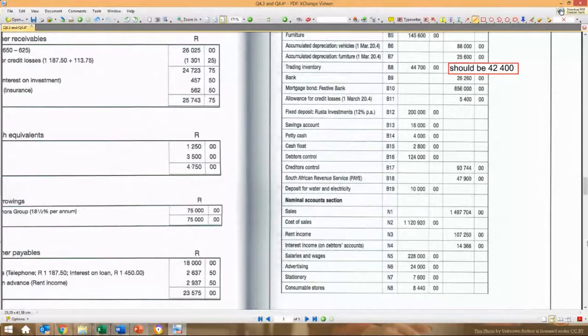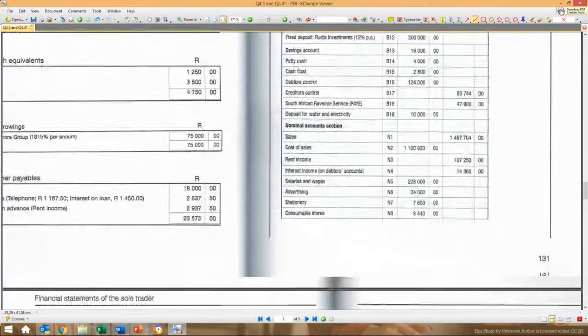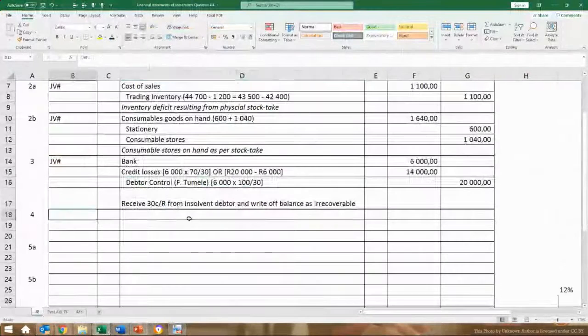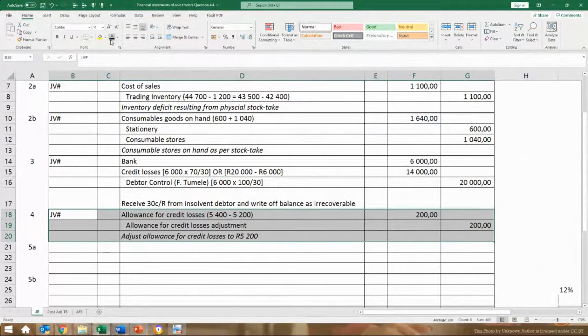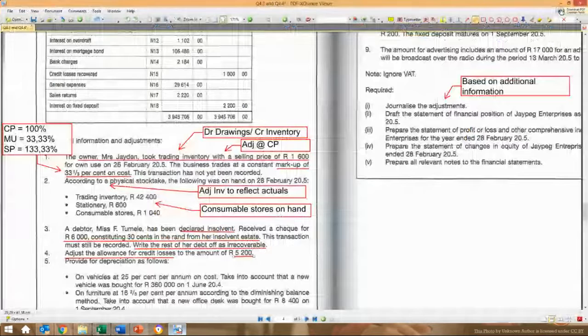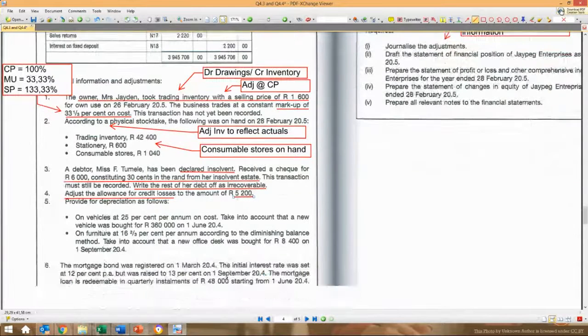So let's quickly see what is the allowance for credit losses currently. So the opening balance based on this is 5,400 here at the top, which this says on the 1st of March. It needs to be 5,200, which means it needs to decrease by 200 Rand. So I'm going to decrease the allowance for credit losses account with 200 Rand. So I'm going to debit it. And then I am going to credit the allowance for credit losses adjustment account with the same amount, 200 Rand, which means we're getting some income into our books, because we are reducing the amount that we think will be potentially bad in the future.